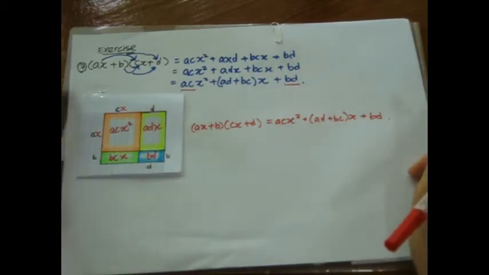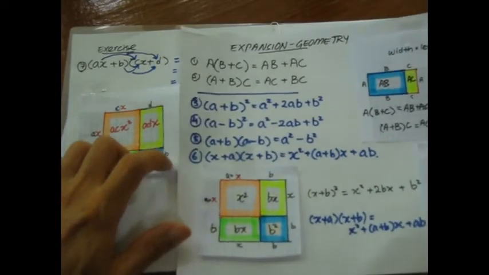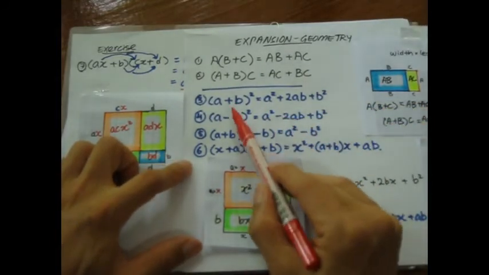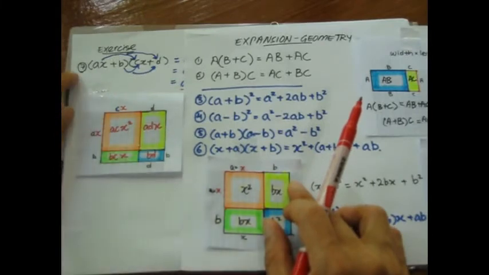So we have that. In fact, this is the most general form of all the things that we had before. Here we have 3, 4, 5, 6. In fact, all of these are part of question number 7.